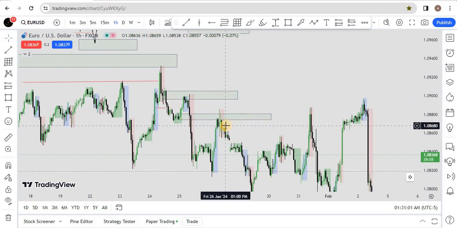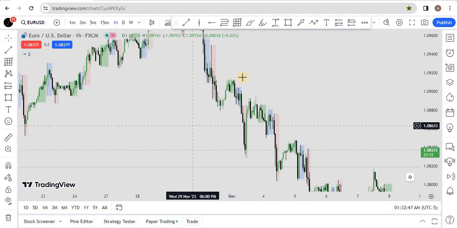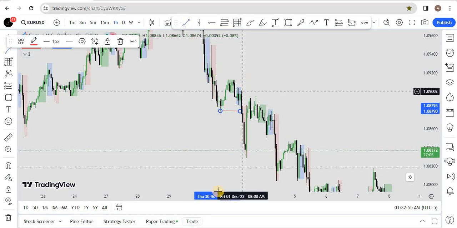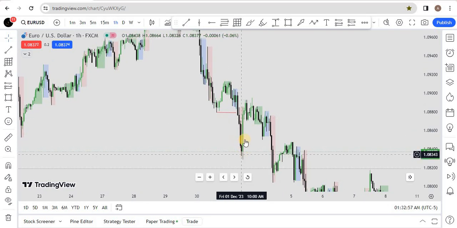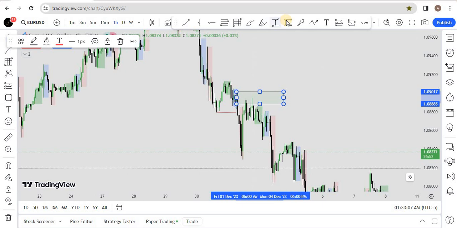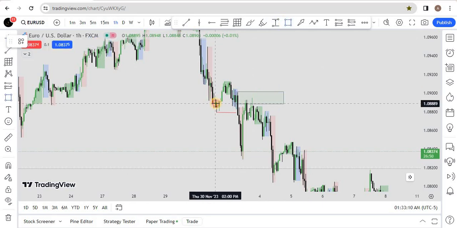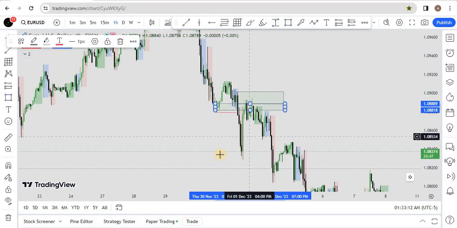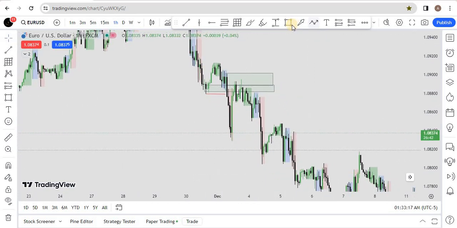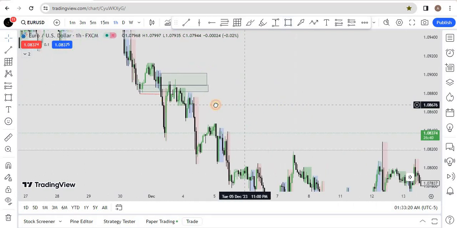Let me show you the example of a mitigation block. Now as you see here, a break of structure to the downside. Price comes back. We have an order block and we have a mitigation block. Price comes, touches the liquidity. So here you see the 3 examples.